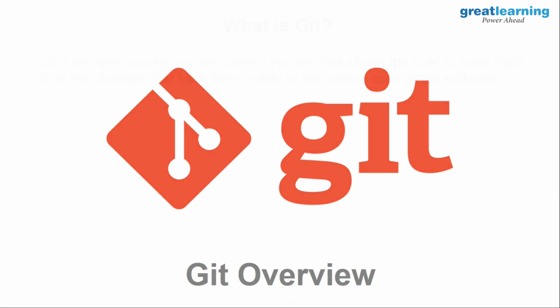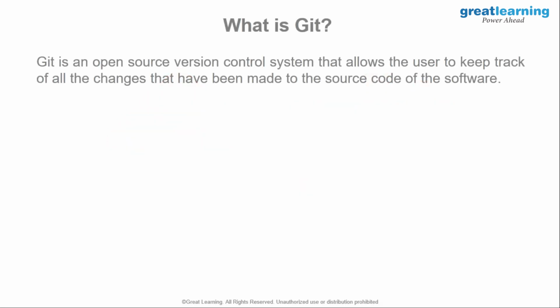Git overview. So what is Git? Git is basically a version control system. We discussed that, and we know Git is the VCS. So Git is an open source version control system that allows the user to keep track of all the changes that have been made to the source code of the software.